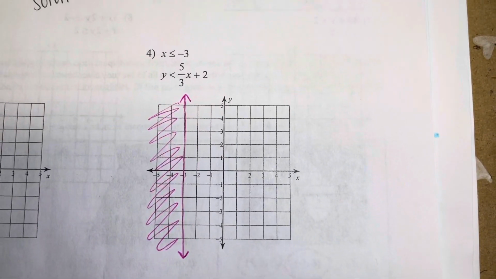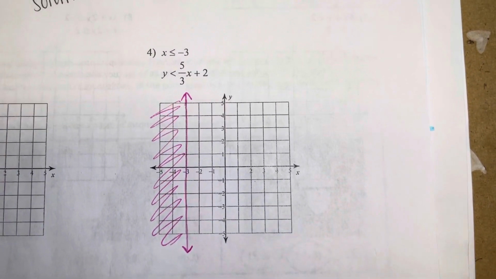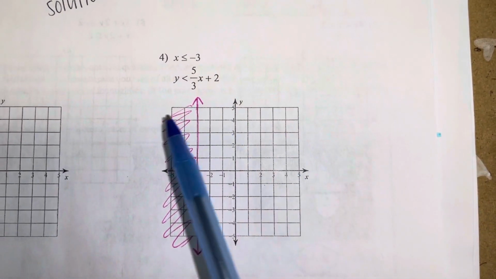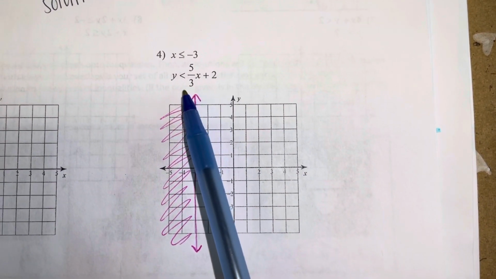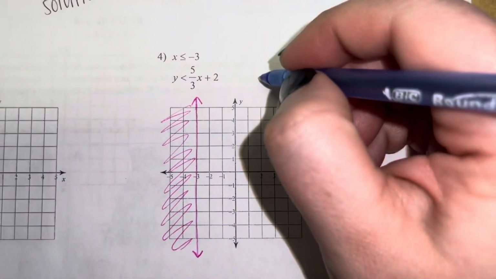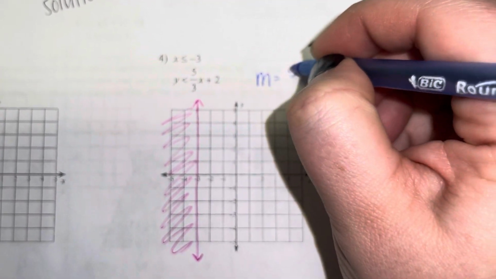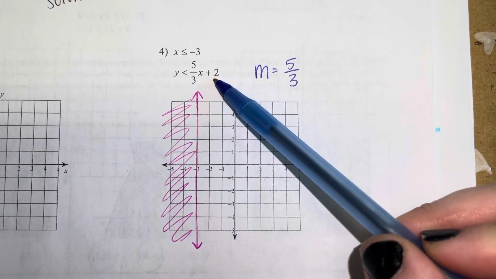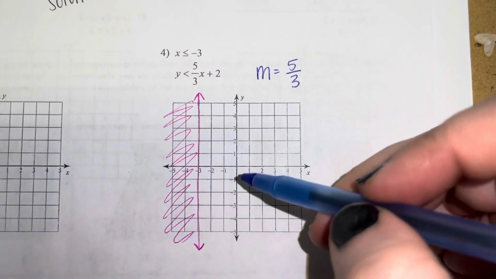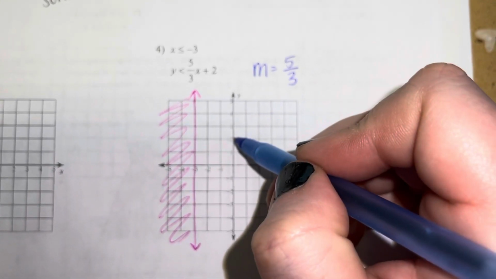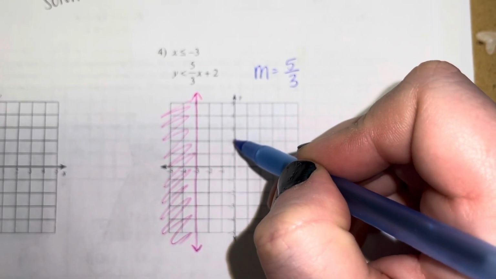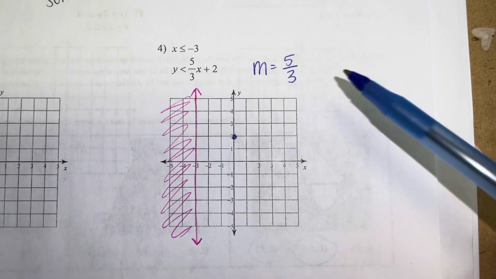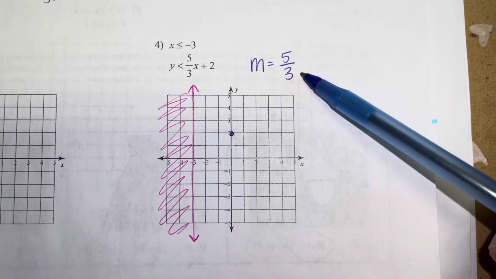For the second inequality, I have y is less than 5/3 x plus 2. This is already in slope-intercept form, so I know that 5/3 is my slope, and that 2, +2, is my y-intercept. So along the y-axis, this line crosses at +2. So I'm going to go ahead and put a dot there. From that point, I will graph my slope.